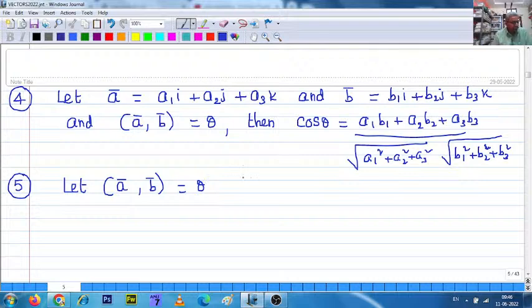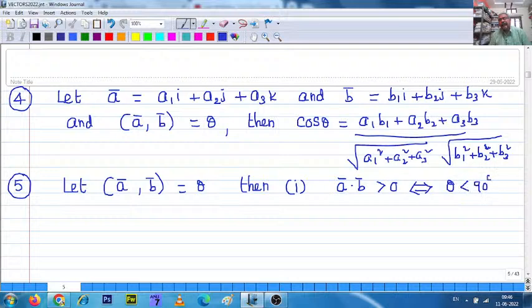First, suppose a dot b is greater than 0, that is, a dot b is positive. If a dot b is positive, if and only if theta is less than 90 degrees, so that means you get an acute angle. Second concept: if a dot b is less than 0, that means if and only if theta is greater than 90 degrees, so you will be getting an obtuse angle.